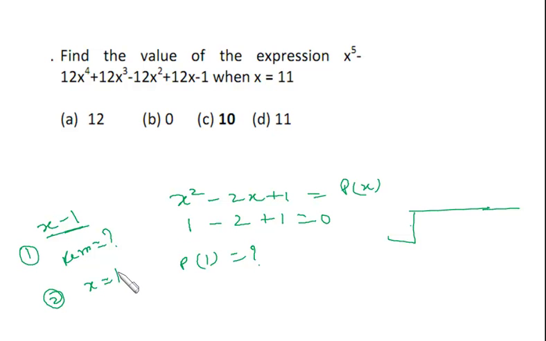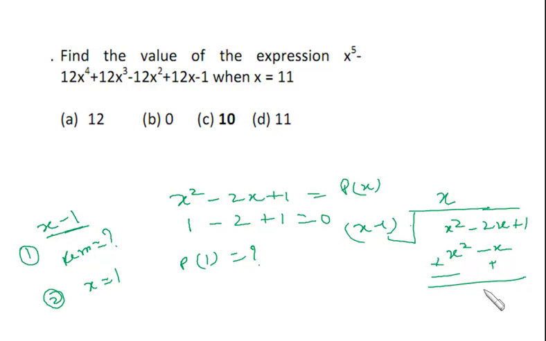If you don't appreciate this idea, let's see how we find the remainder when this expression is divided by x minus 1. So this is x square minus 2x plus 1. Here it is x square minus x, then minus x plus 1, so it is minus 1, and then minus x plus 1, so it is 0. So the remainder is 0. When you divide this expression by x minus 1, the remainder is 0, and when we put x is equal to 1, we still get the value 0.